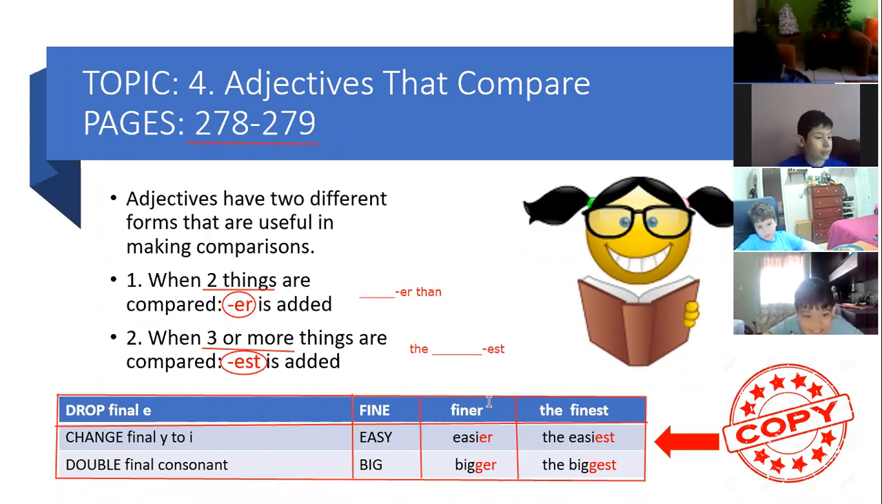Okay, my car is the fastest. I am comparing my car with the rest. My house is the biggest.